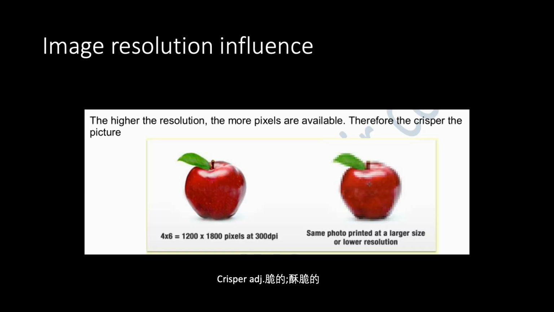And the image resolution influences quality. The higher the resolution, the more pixels available, and therefore the crisper the picture. Say, for example, we have 2 apples here, and the left-hand side one has more pixels, a higher resolution, more pixels per row and more pixels per column, and that apple looks more crispy. It is definitely more delicious compared to the one on the right-hand side.